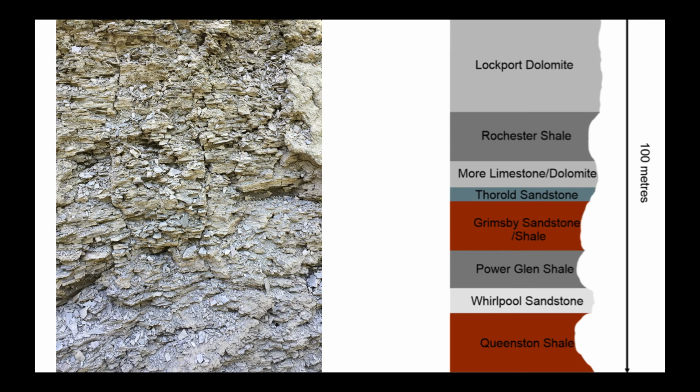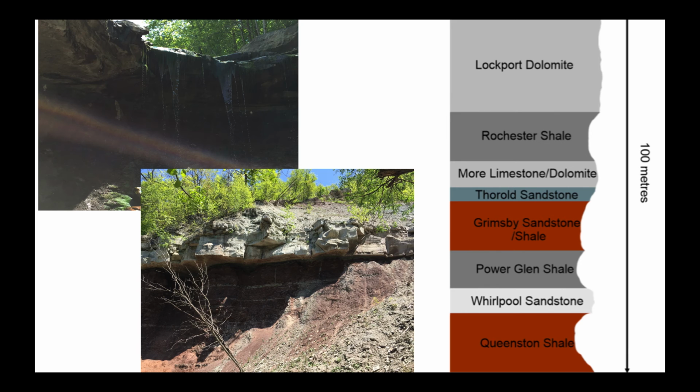Walk a little bit, you'll actually get an up-close view of some Power Glen Shale. It's so flaky that if you run your hand along it, it'll break off. If you pick up some of the little pieces and crush it in your hand, it'll turn to dust. That's how poorly cemented this sort of rock is.